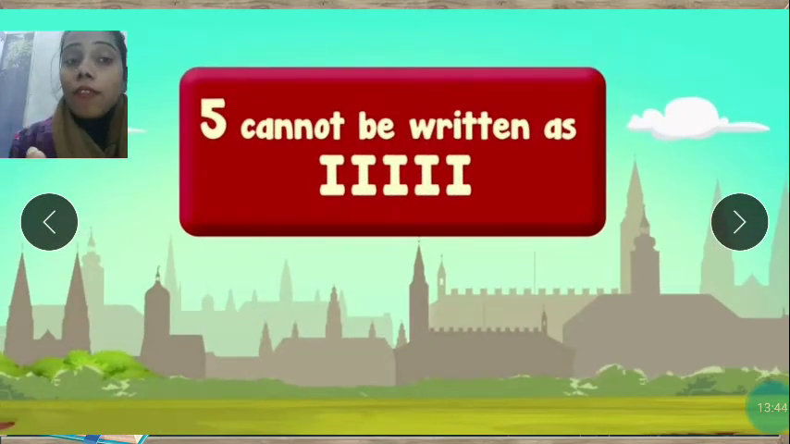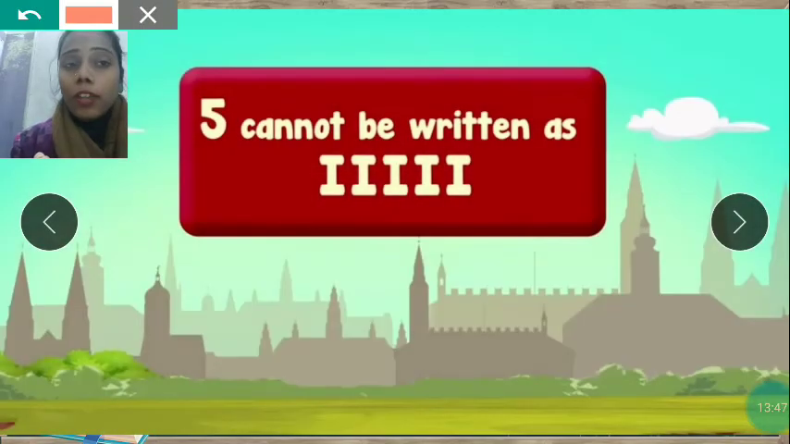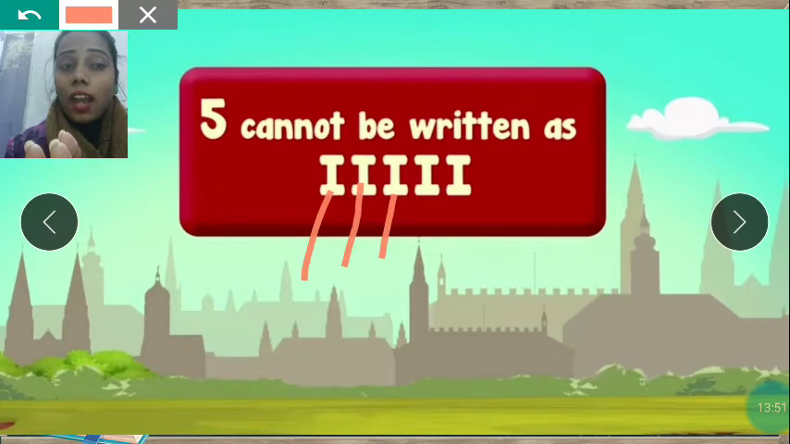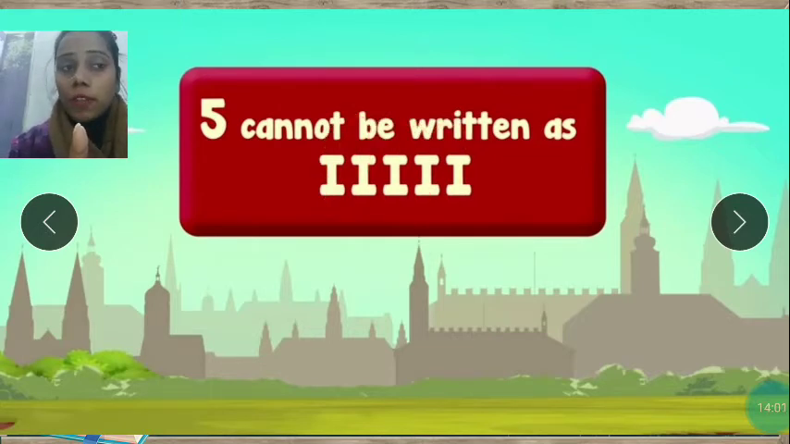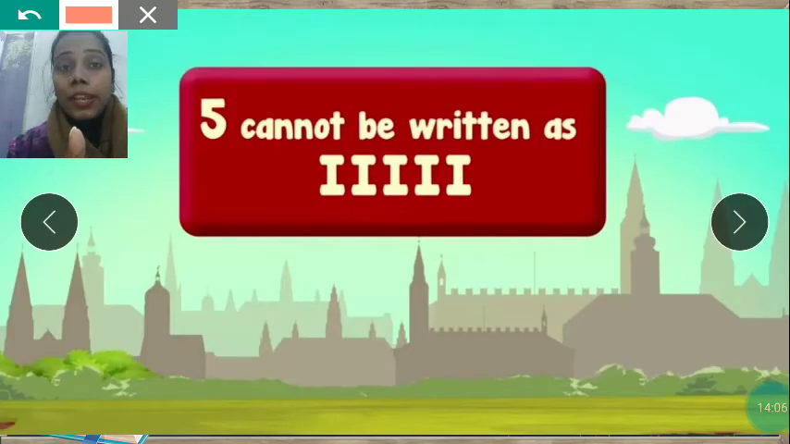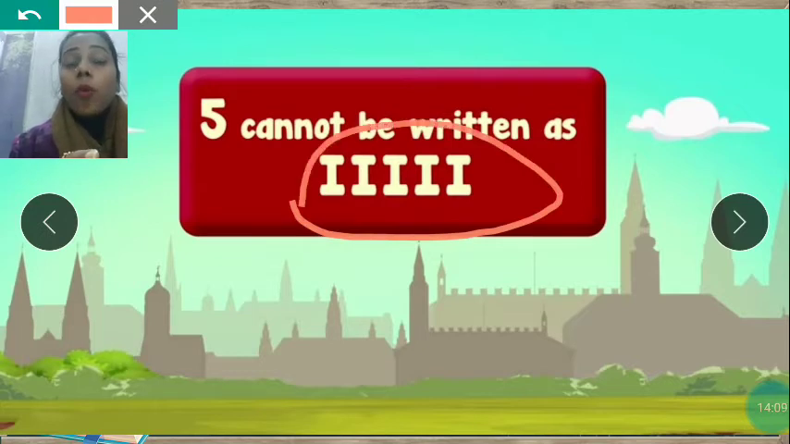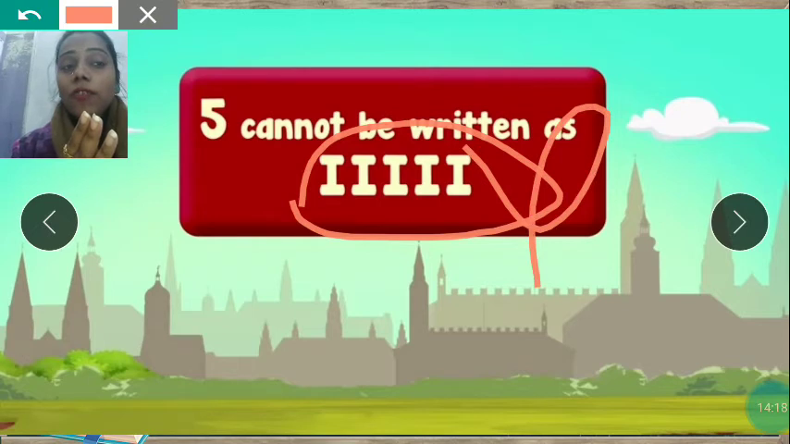Now students, if we have to write 5, can we write I here? The value of I is 1. So 1 plus 1, 2, 2 plus 1, 3, 3 plus 1, 4, 4 plus 1, 5. It will also give the number 5. But according to Roman numerals, we cannot repeat these letters, I, C, X and M, more than 3 times. So we cannot write 5 like this.